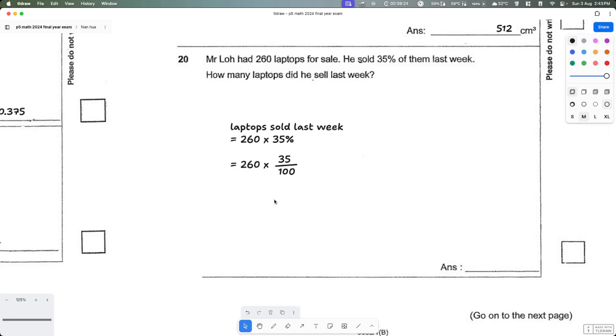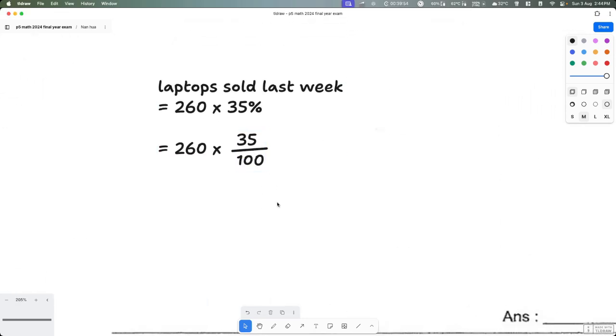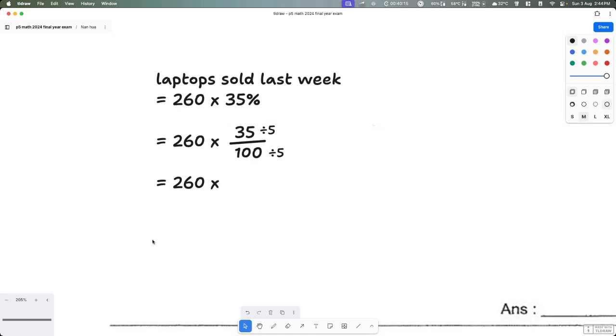Okay, so what you can do is you can cancel out. So let me see, 260. You can technically simplify the fraction over here. So I'll just say this is divide by 5. Let's divide this by 5 to simplify, and then we divide this by 5. So then what will this become? 35 divided by 5 is 7, 100 divided by 5 is 20. Okay, 7 out of 20 over here, right? There you go.